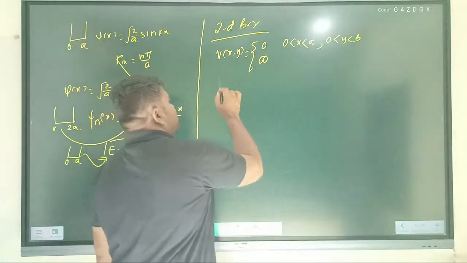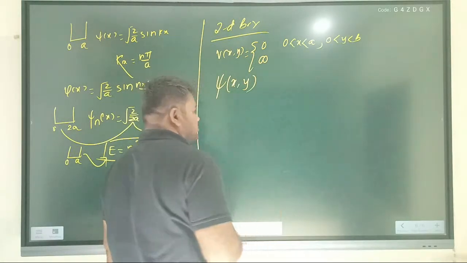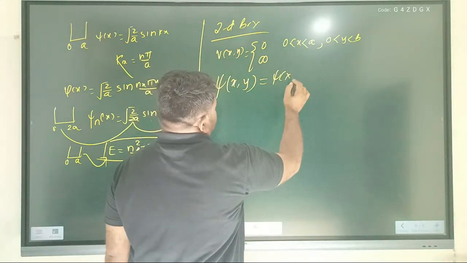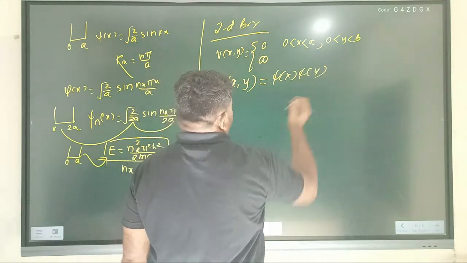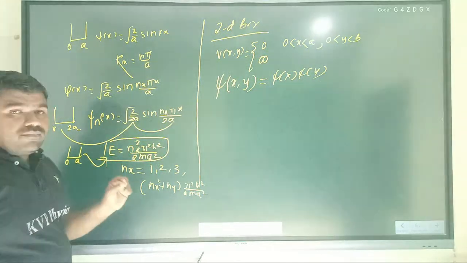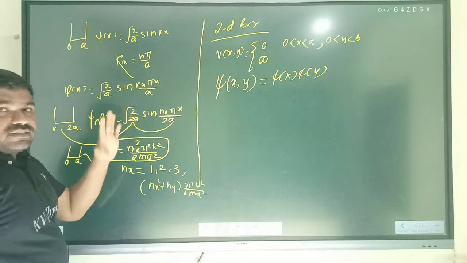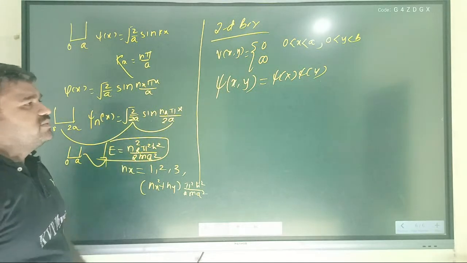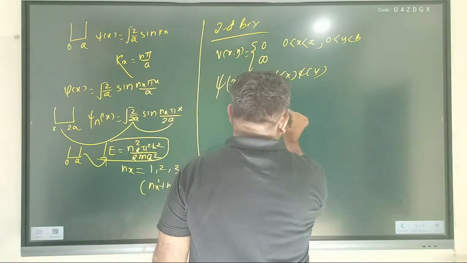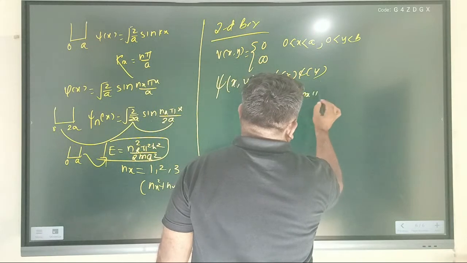How many wave functions do we have? There will be two wave functions, along x and along y. But the nature is always multiplicative, meaning psi of x into psi of y. Just as it was for 1D, we do the same for 2D. Psi of x is equal to root 2 upon a, the width is a, hence we can write sine of nx pi x upon a.